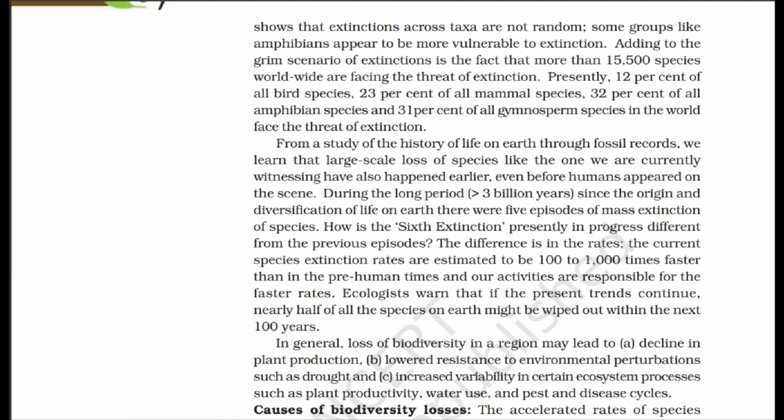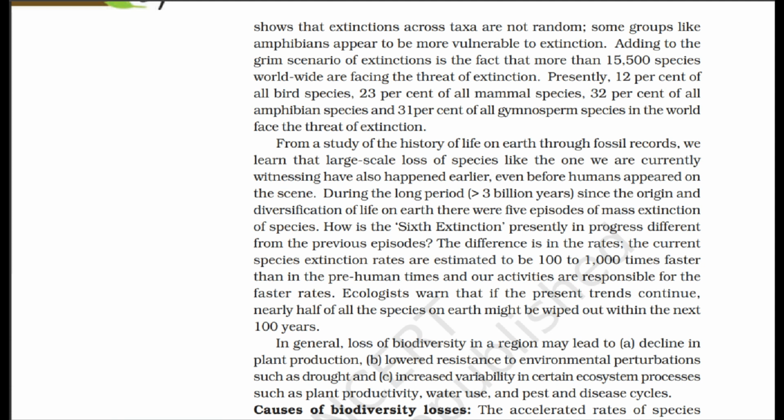From a study of the history of life on Earth through fossil records, we learn that large-scale loss of species like the one we are currently witnessing have also happened earlier, even before humans appeared on the scene. During the long period, more than 3 billion years, since the origin and diversification of life on Earth, there were 5 episodes of mass extinction of species. How is the 6th extinction presently in progress different from the previous episodes? The difference is in the rates.